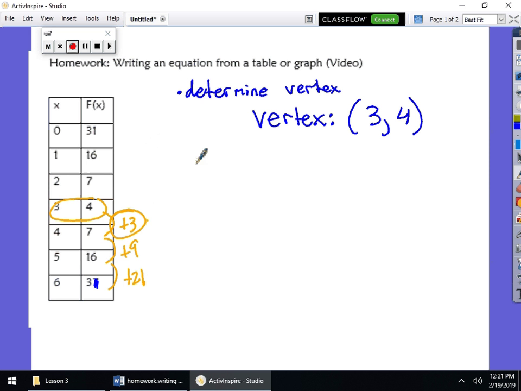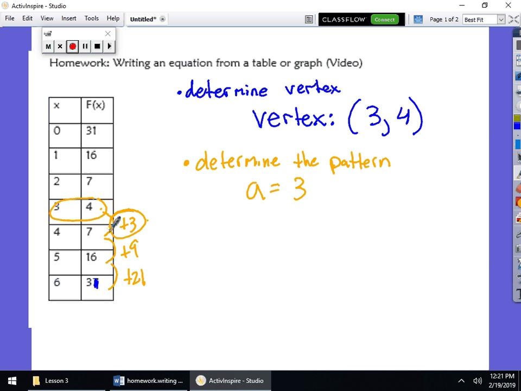So determine the vertex and then determine the pattern, which is our A value. So A equals 3. The A value is always going to be whatever we're adding from 4 to the second number. So since we're adding 3, our A value in this case is 3.